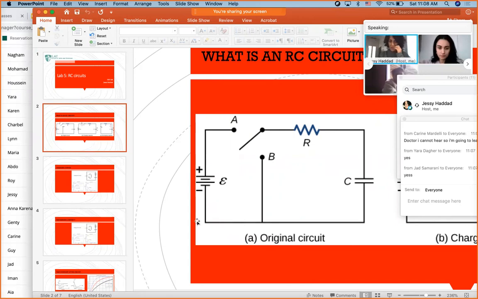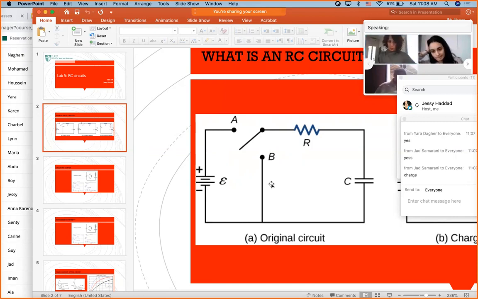All right, so Jad, let's discuss this circuit. What we can see here is a battery, or many batteries, or a power supply. We have a resistor, we have a capacitor, and we have a switch. Just simply tell me, if I put the switch on A, do you think the capacitor is going to charge or discharge? This is very easy. This is grade 11 level, right?